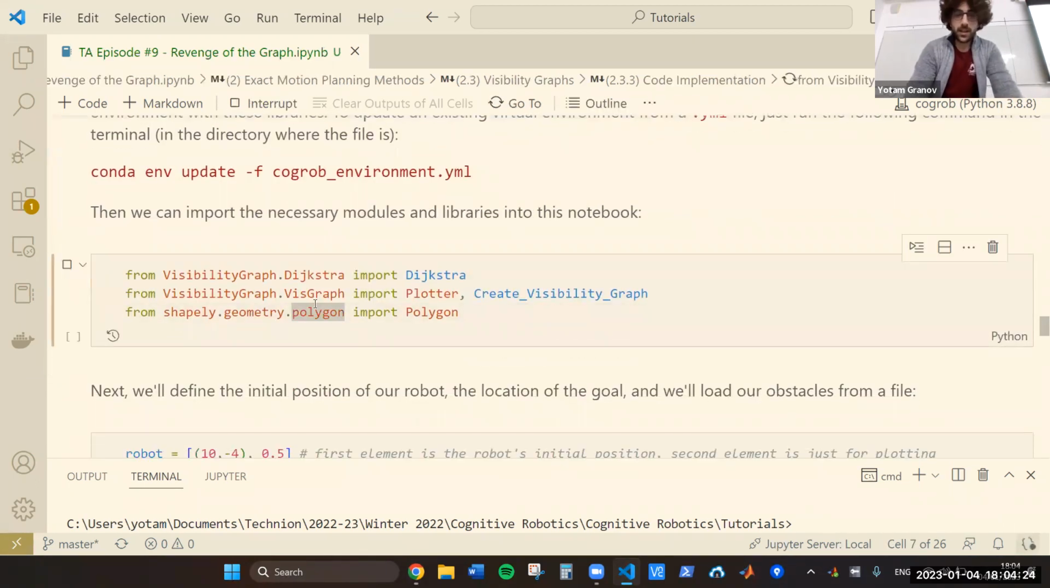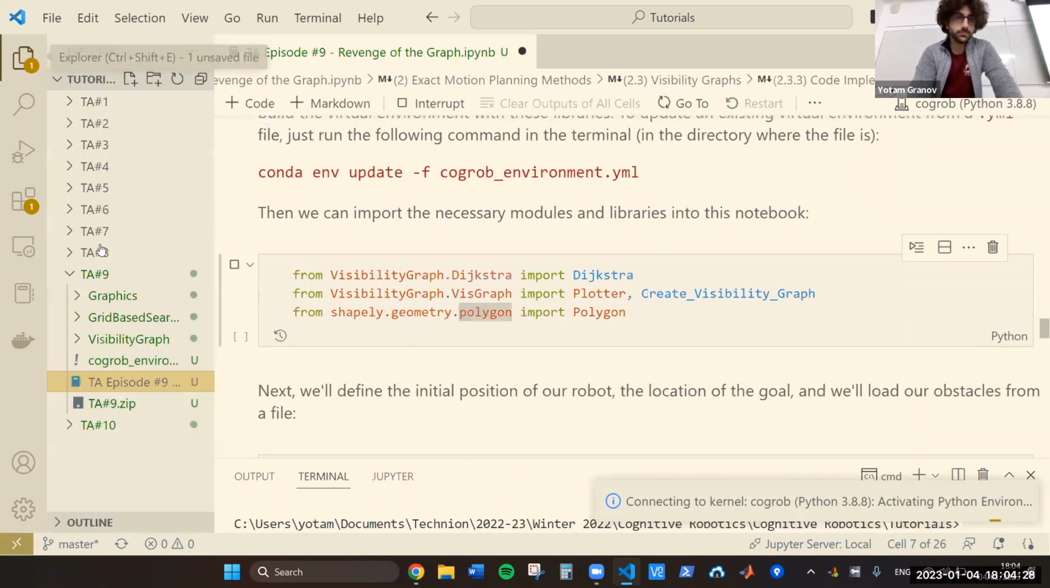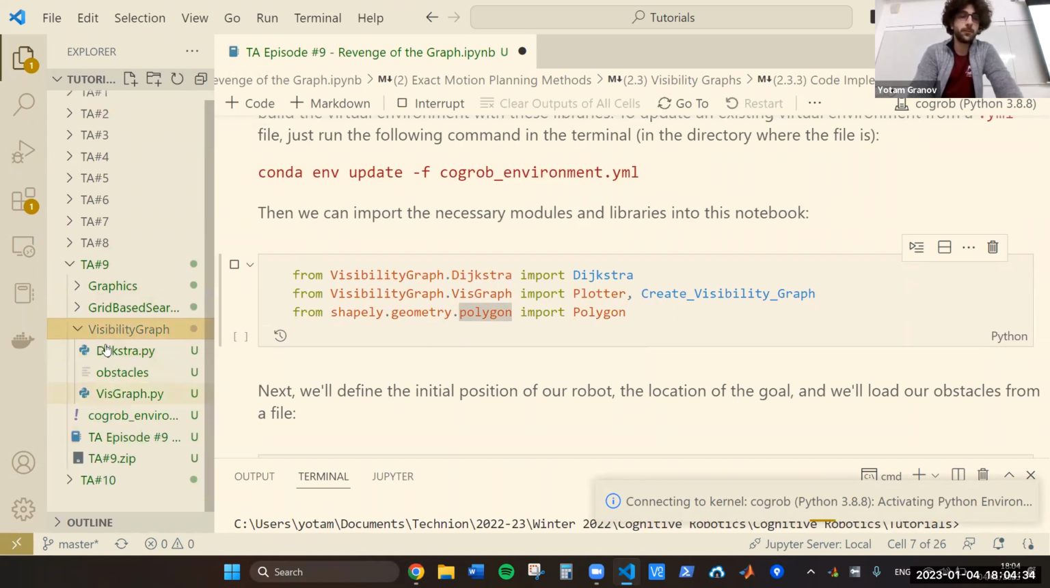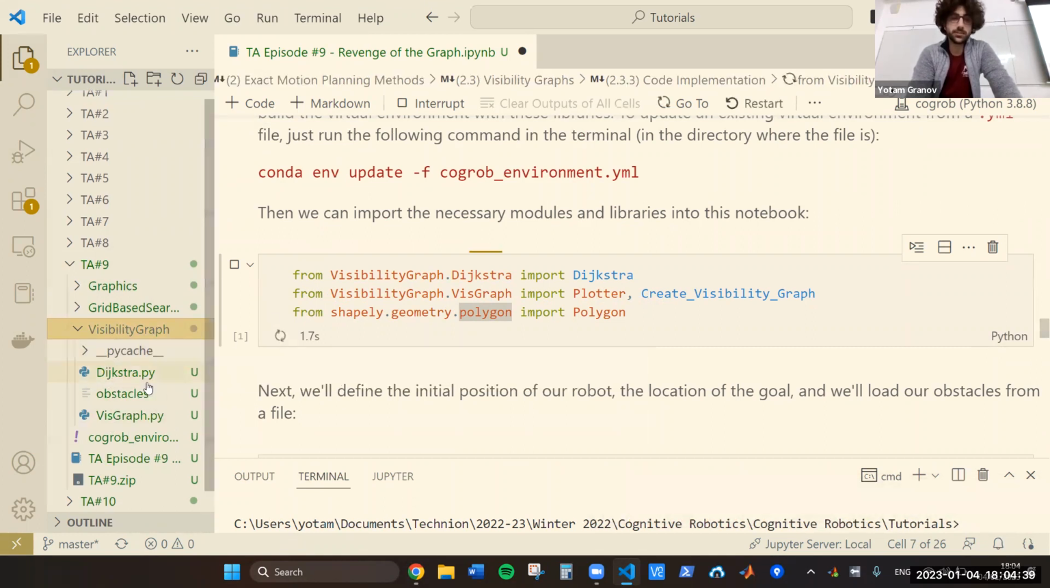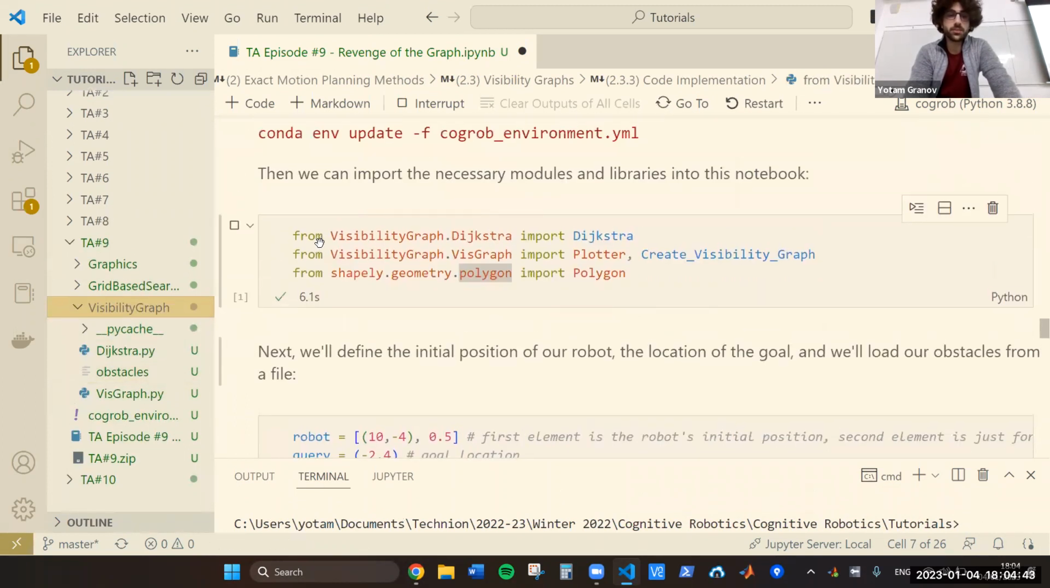So that we have that, let's import the necessary modules. You'll see that the modules for this code sit in this visibility graph folder. So there's Dijkstra, there's visgraph. These are the two Python files that contain the code. Give it a second to run.